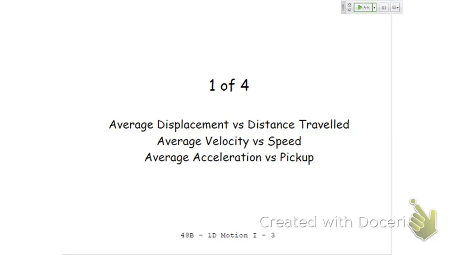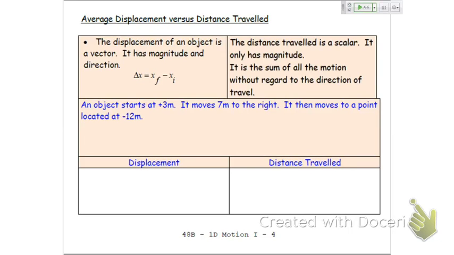First part, average displacement versus distance traveled. Then we're going to talk about average velocity versus speed, and then average acceleration. There are many times when we don't care about what you do in between. We just care about the beginning and the end. Finances, for example. You really care about where you start off financially and where you end financially. What you do in the meantime is irrelevant. Maybe you had a good day, maybe you had a bad day. What counts is your end versus your beginning.